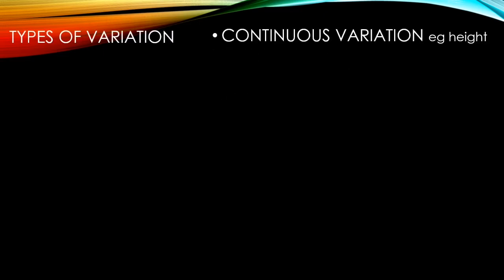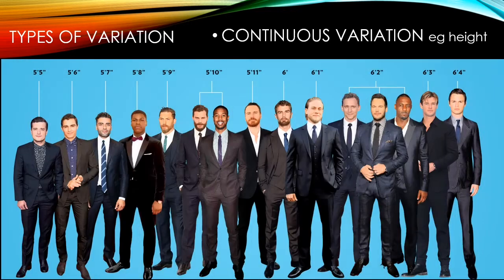Let's think first of all about continuous variation. In continuous variation, there are no distinct categories. An example here is height. If I show you a picture of different people here, I have to confess I have no idea who a lot of these people are. I recognize a few people. There's Idris Elba. We also have a few people in here. I'm not even sure who most of those people are.